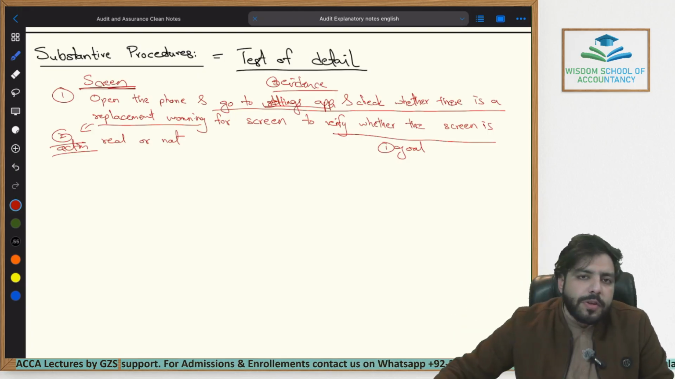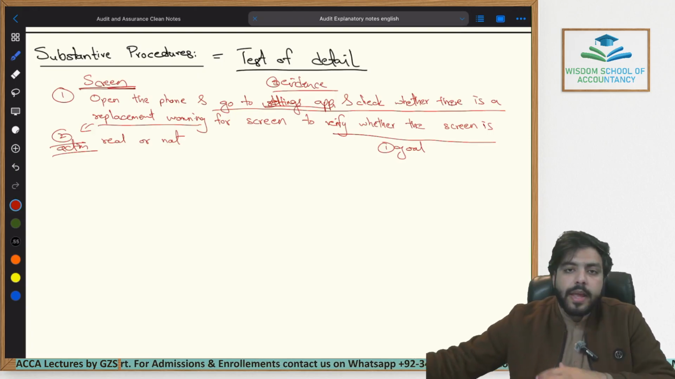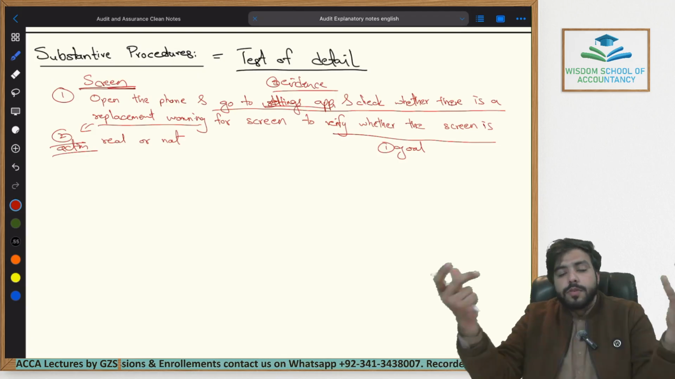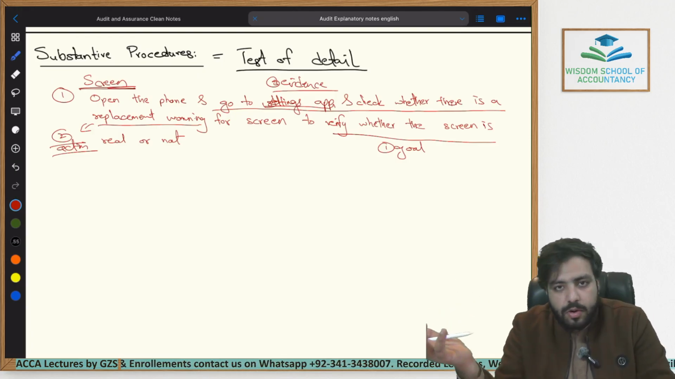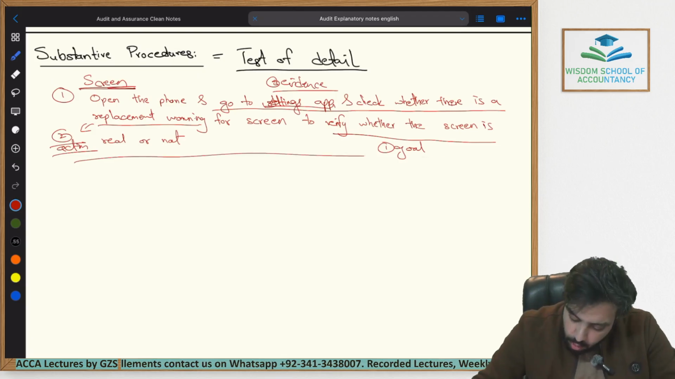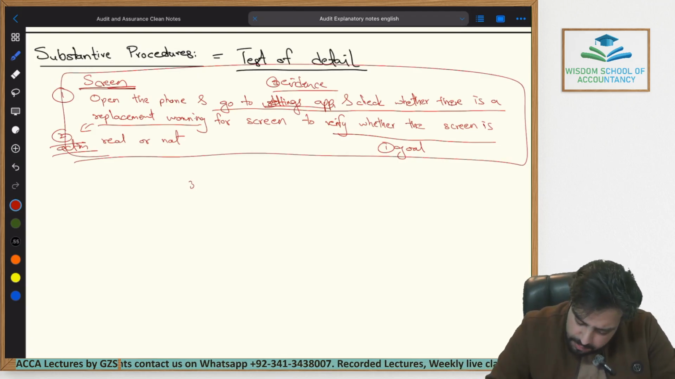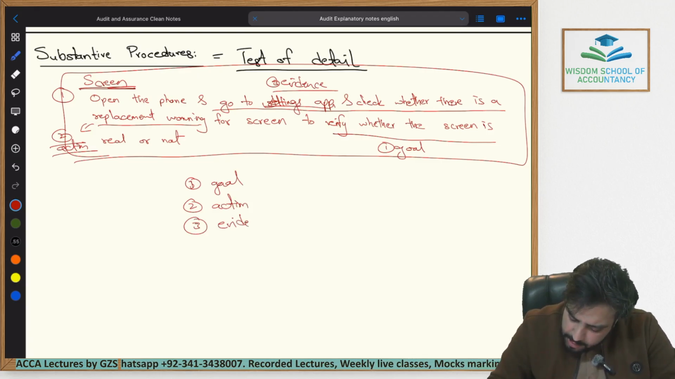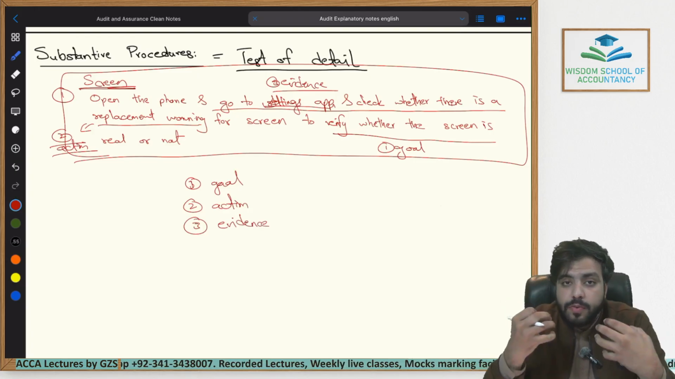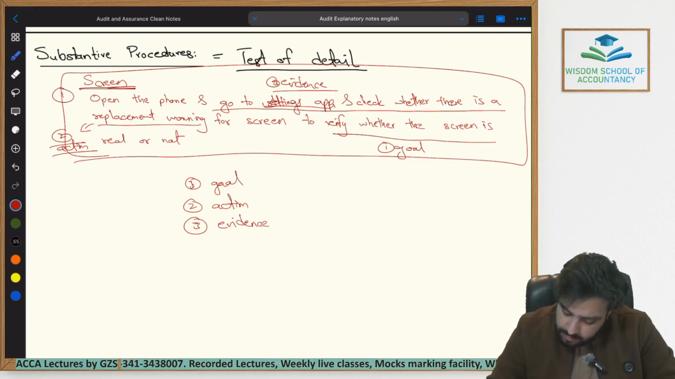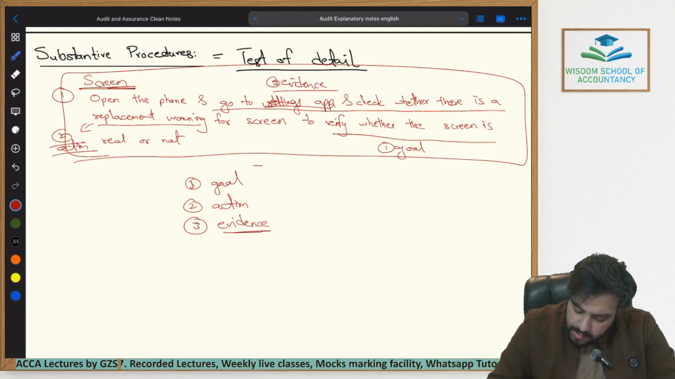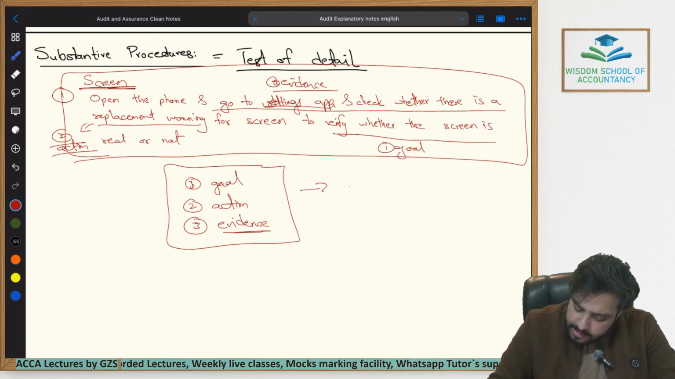I can make hundreds of different procedures for the verification of the battery. We can make hundreds of different procedures for the verification of the screen of this phone. We can make hundreds of different procedures to verify whether the camera is working properly or not. But the main thing is, this is the core of a substantive procedure. There will always be a goal that you have to achieve. There will always be an action that you are taking. And number three, there will always be a place where you are getting your evidence from. Whether this is real or not, this evidence will be obtained from which area, that is always included within the substantive procedure as well. So a good substantive procedure always contains these three things.